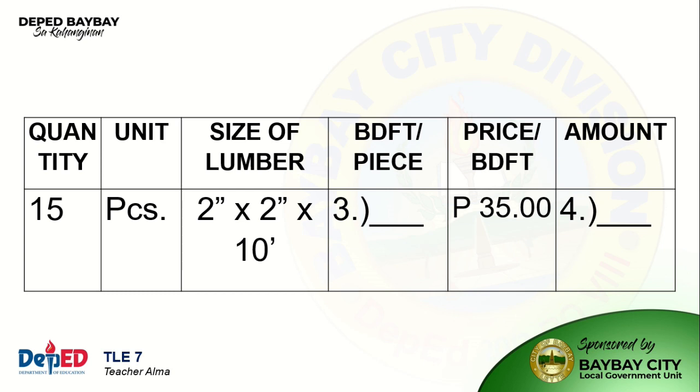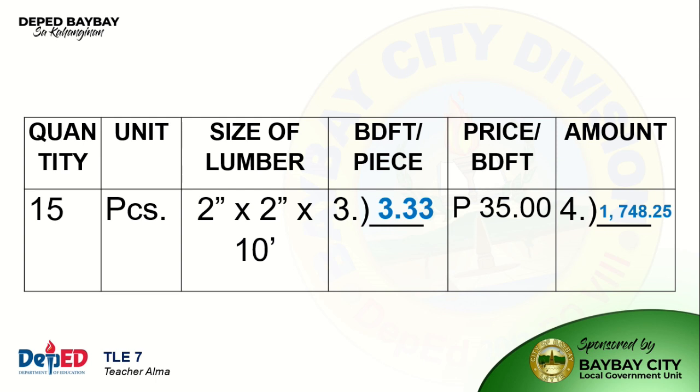Now the board feet per piece of 2 inches by 2 inches by 10 feet size of lumber is 3.33 board feet. To get the total cost amount of lumber for item number 4, if the price is 35 pesos per board feet, we must multiply 35 pesos to the board feet per piece, which is 3.33 times 15 pieces for its quantity, for a total of 1,748 pesos and 25 cents.